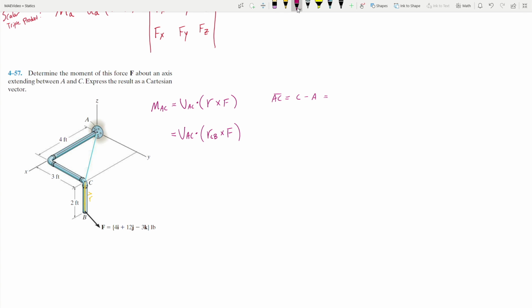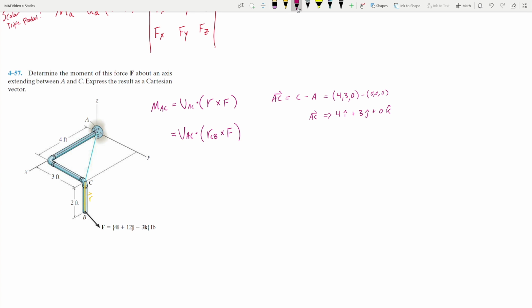And that right there, so the ordered pair at C is going to be 4 in the X, 3 in the Y, 0 in the J, minus at A, since A is the origin, it's going to be 0, 0, 0. So then the vector AC will equal 4 in the I, 3 in the J, and 0 in the K.